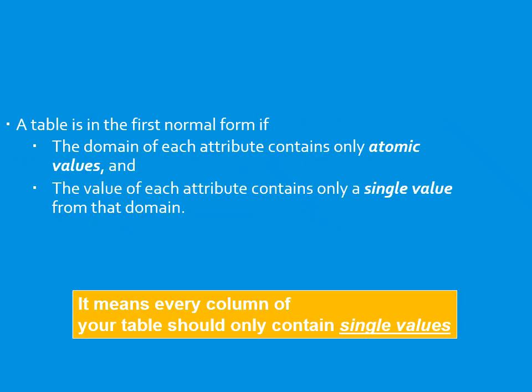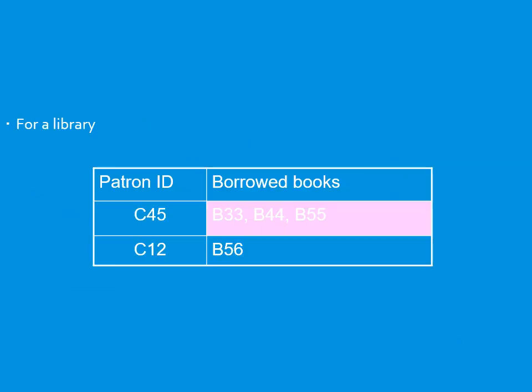The table is in the first normal form if the domain of each attribute contains only atomic values and the value of each attribute contains only a single value from that domain. It means every column of your table should only contain single values. In this example, let's consider the library database. Here patron ID C45 has borrowed three books: B33, B44 and B55.